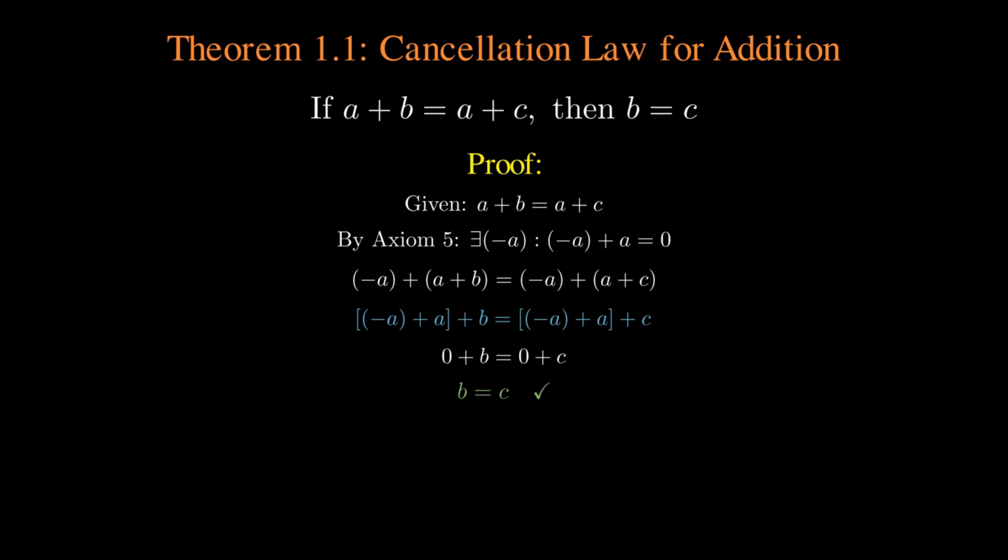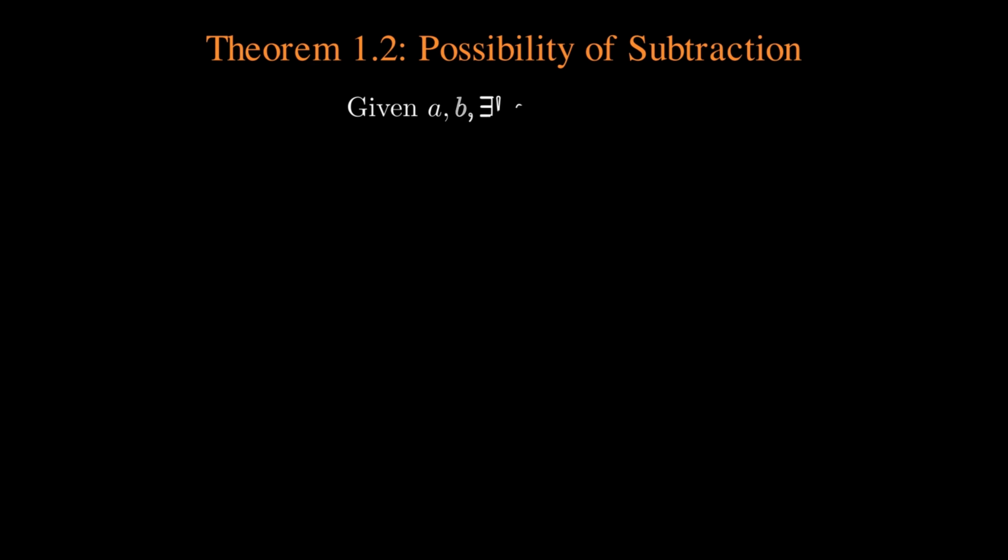It shows that the additive identity 0 from axiom 4 is unique. There's only one number with this property. Now let's prove theorem 1.2, the possibility of subtraction. It states, given a and b, there is exactly one x such that a plus x equals b. This x is denoted by b minus a.